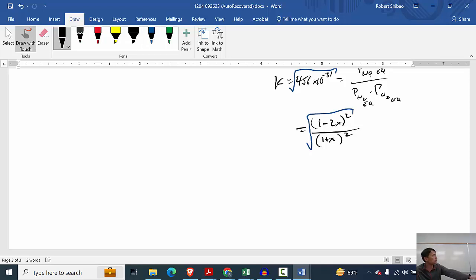So what is the square root of 4.56 times 10 to the minus 31? I still have it in my calculator, so I'll just take the square root of this. I get 6.753 times 10 to the minus 16. Is that what you get? Yeah. This is going to equal 1 minus 2x over 1 plus x.